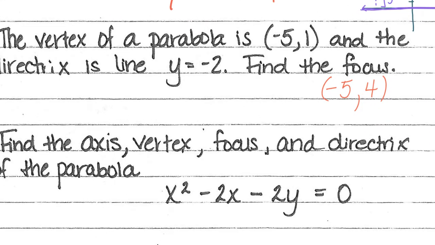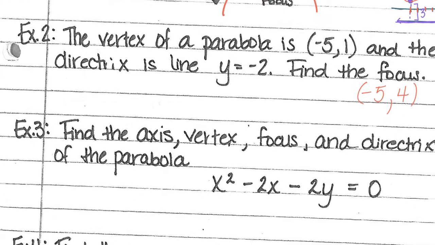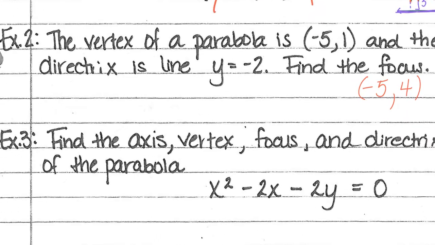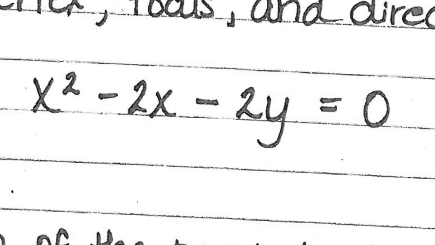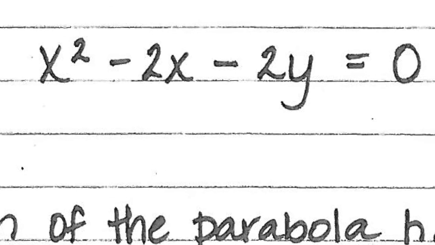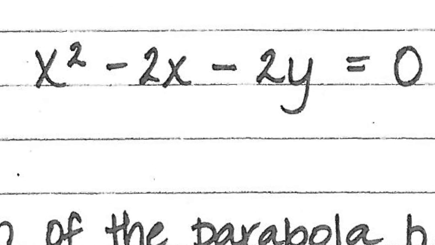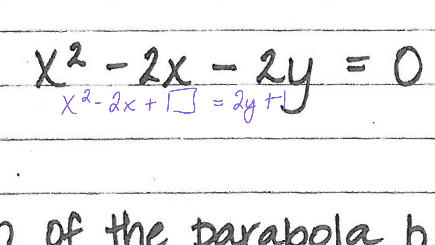All right, next question. We do have to complete the square, because this one does not look like what we're used to having. And we're going to find everything here. We're going to find the axis of symmetry, the vertex, the focus, and the directrix. I'm going to zoom in here so we can see this question. The first thing we need to do is we need to get our x's together, and we need to move the y over. Don't forget we do have to complete the square.